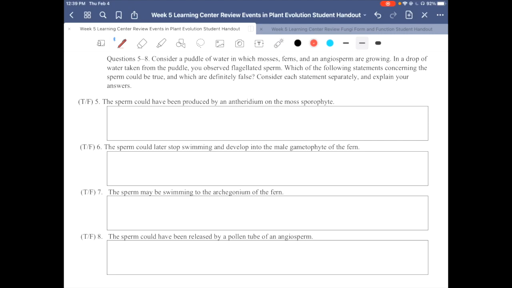Number 5 says the sperm could have been produced by an antheridium on the moss sporophyte. This one is false because moss sporophytes produce the spores, and antheridia produce sperm on the moss.